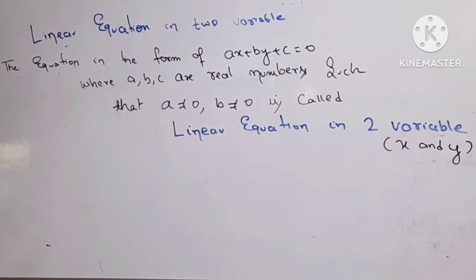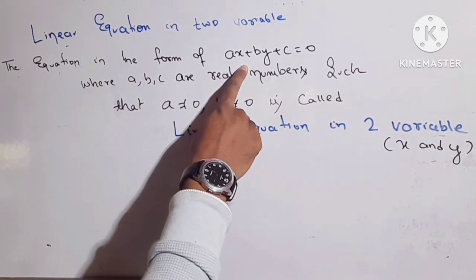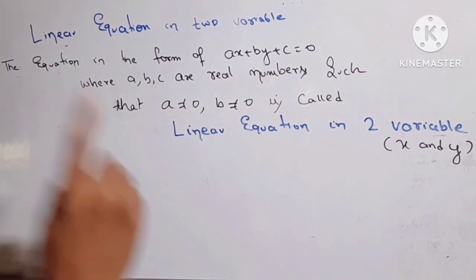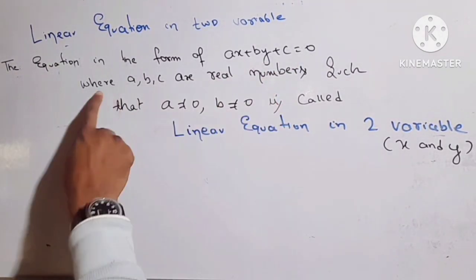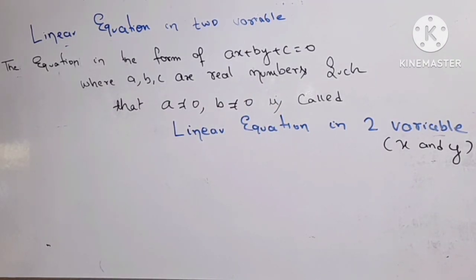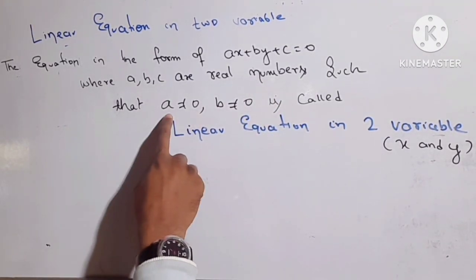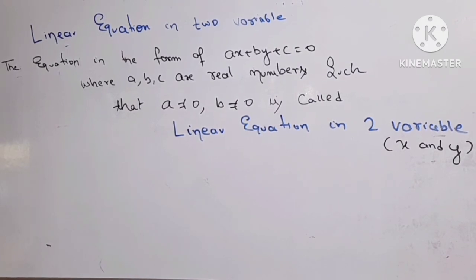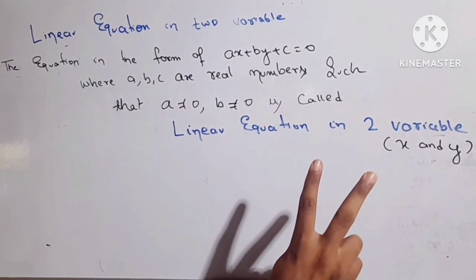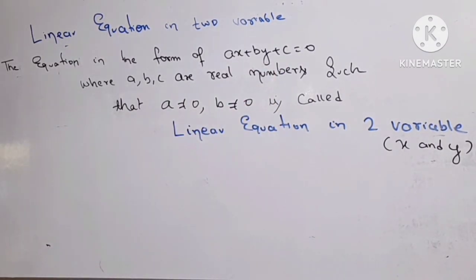So now we have entered the topic where we will discuss linear equations in two variables. The equation is in this form, where there are two variables, which means two unknown values, x and y. Where a, b, c are real numbers such that a is not equal to 0 and b is not equal to 0, then it is called a linear equation in two variables, where x and y are the two variables.